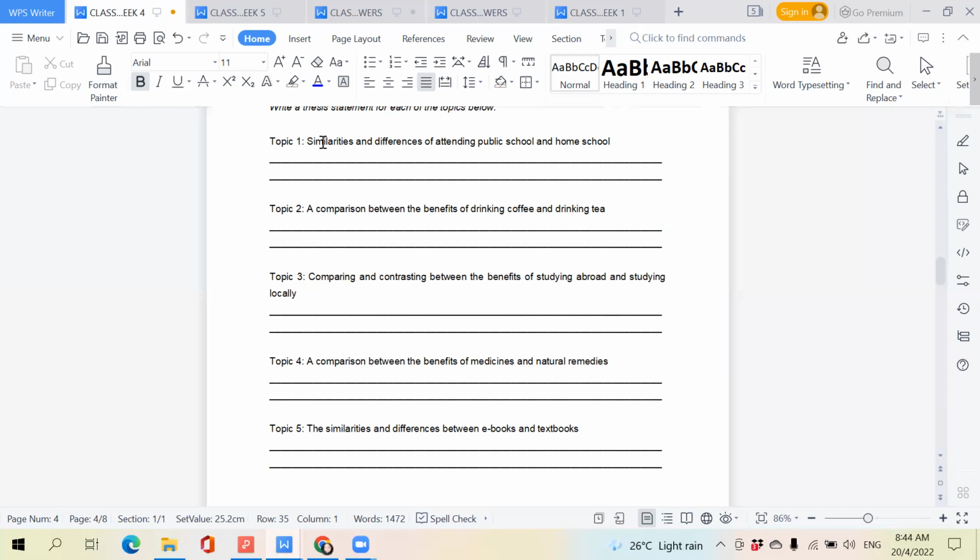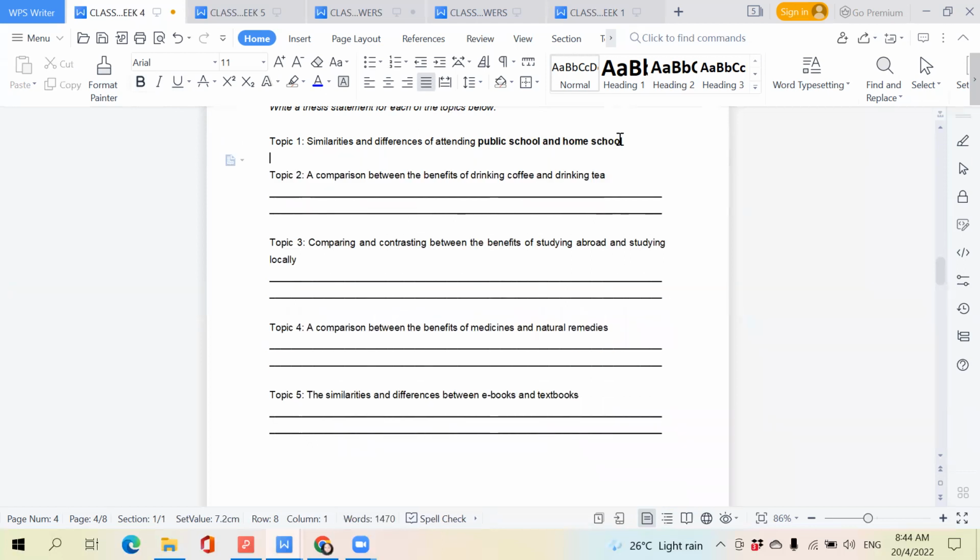All right. So anyway, once you have understood the topic, you can start writing a thesis statement by indicating where are the subjects. Okay, public school and home school. So I'll highlight this. All right. So you have already understood what the subjects are. Now is the time for you to find what are the points of comparison that you want to compare and contrast between the two. So remember, like I said, in part A of your task 1, you were supposed to identify the points of comparison, right, for your topic.